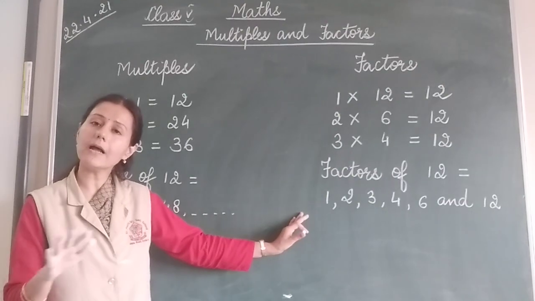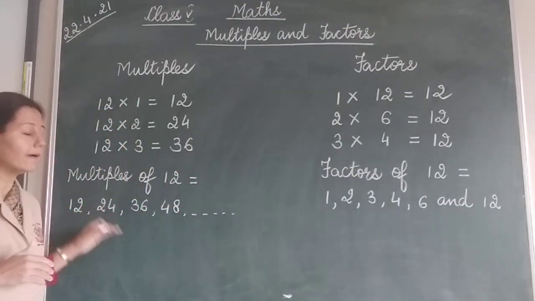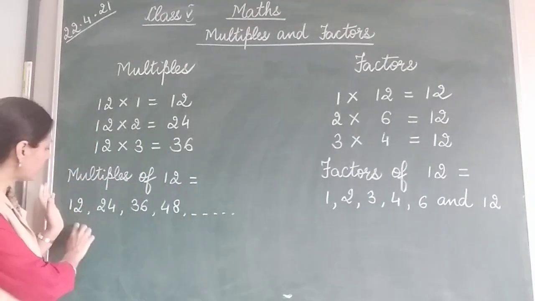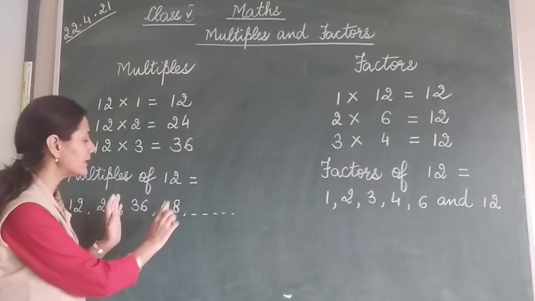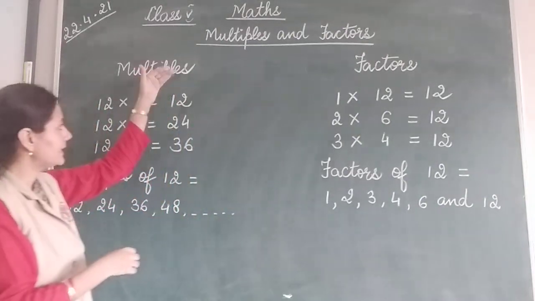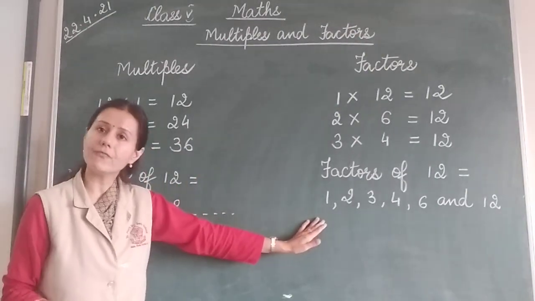Okay, multiples are unlimited. So beta, from here you can see all the multiples of 12. What are the multiples of 12? 12, 24, 36, 48, 60. Like this they will continue. These are called the multiples. Come to the next beta, factors.